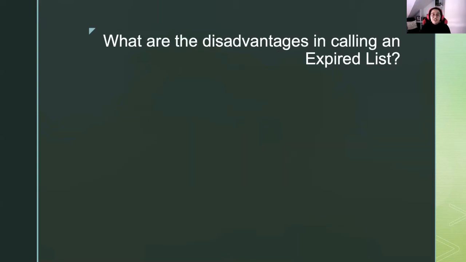We've tackled the advantages of calling an expired list. What are the disadvantages of calling an expired list now? Of course, I want to be open and as upfront as possible, and there are no unicorns and rainbows all the time. An expired list, I'll be honest, is a very tough list to call.